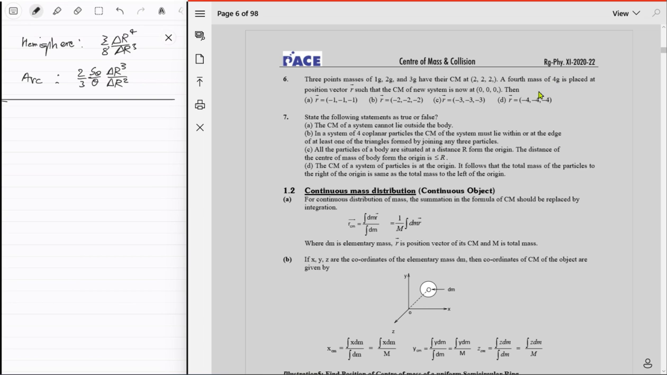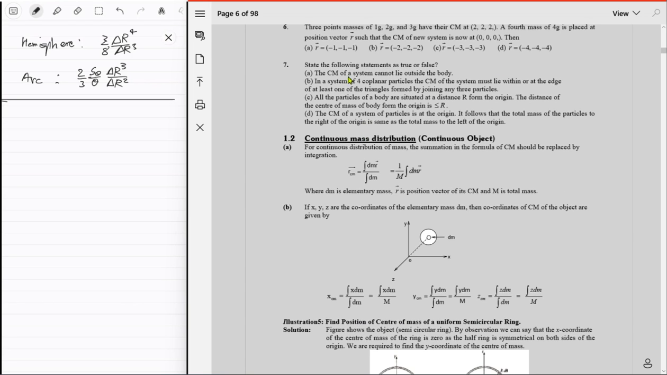So this 4-gram guy has to be kept at negative 3, negative 3, negative 3, which is C. We don't have to write that now. Okay, so the following statements are true or false. The center of the system cannot lie outside of the body. It can. It definitely can.